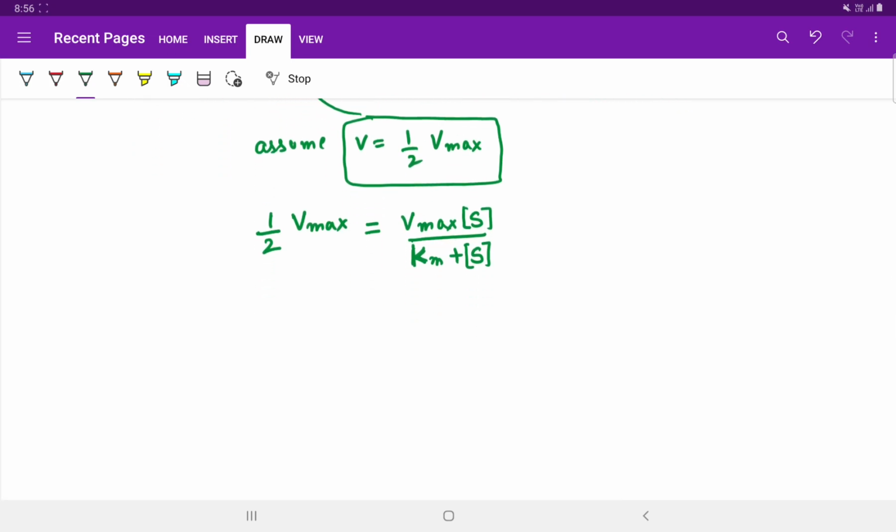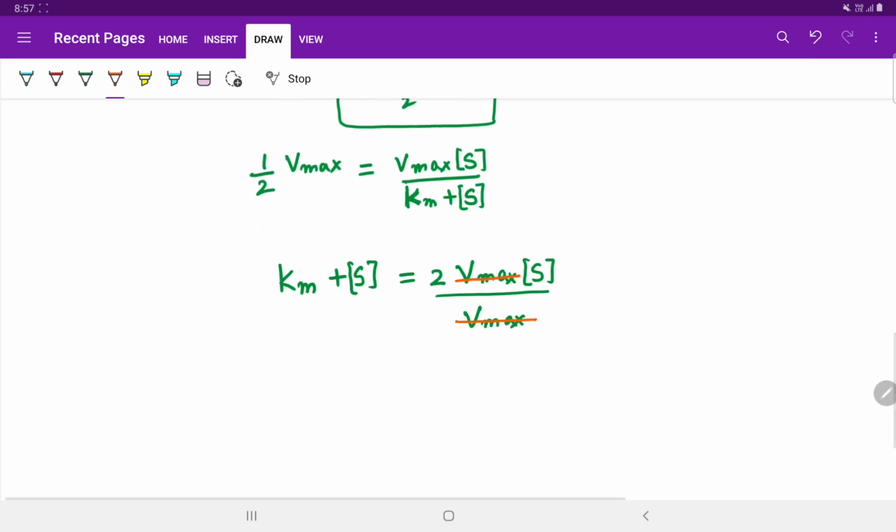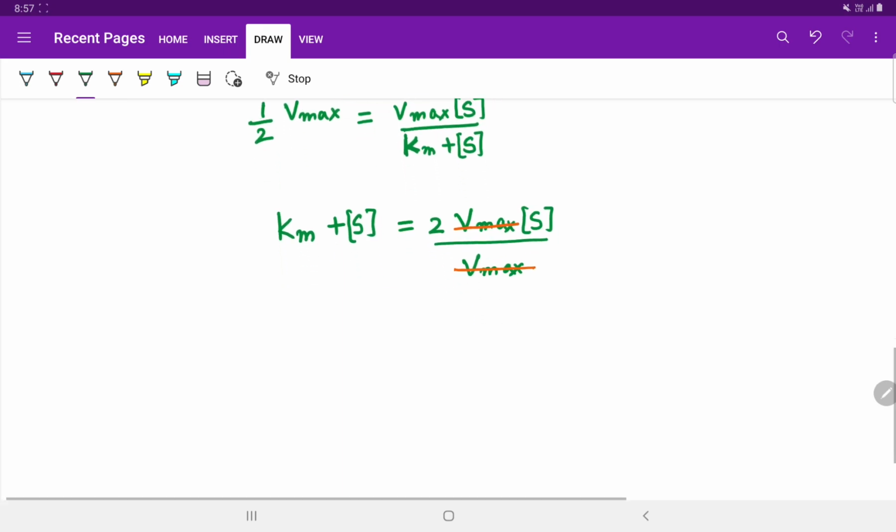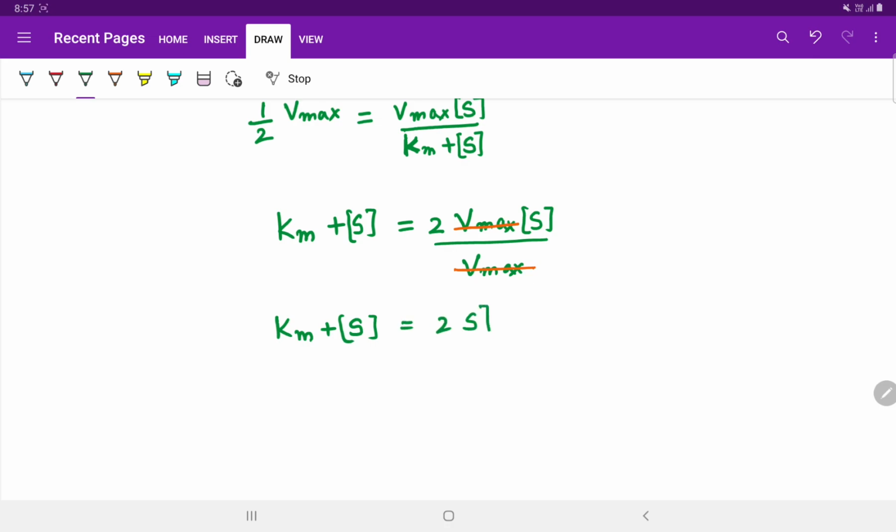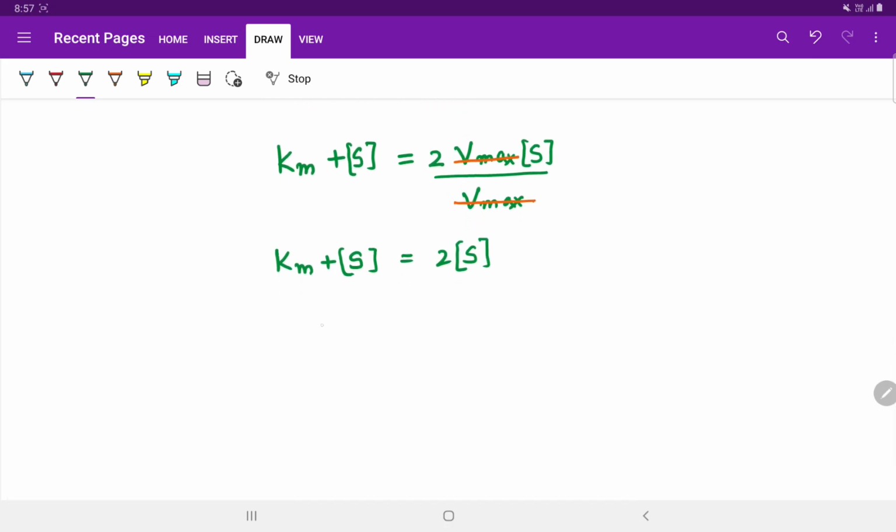And further simplifying the equation, we get an expression like this, and from here it is evident that the Vmax can be cancelled out, and the value of Km can be obtained, that is equal to the substrate concentration.